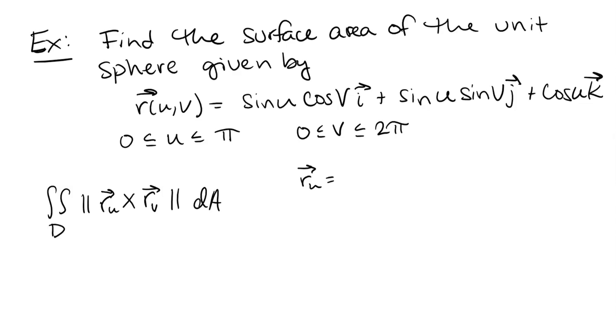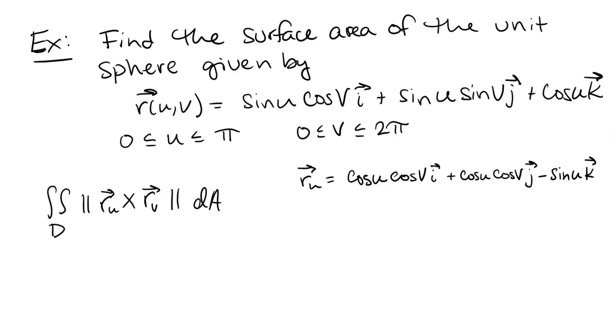So r sub u: we're taking a look at r of uv and taking the derivative just with respect to u. We've got sine u cosine v first, so that's going to become cosine u, and the cosine v we'll just treat like a constant, so it stays attached, times i. And then plus sine u sine v, so sine u will go to cosine u, and sine v stays as a constant, times j. And then plus cosine u, cosine is going to switch to a negative sine u, times k.